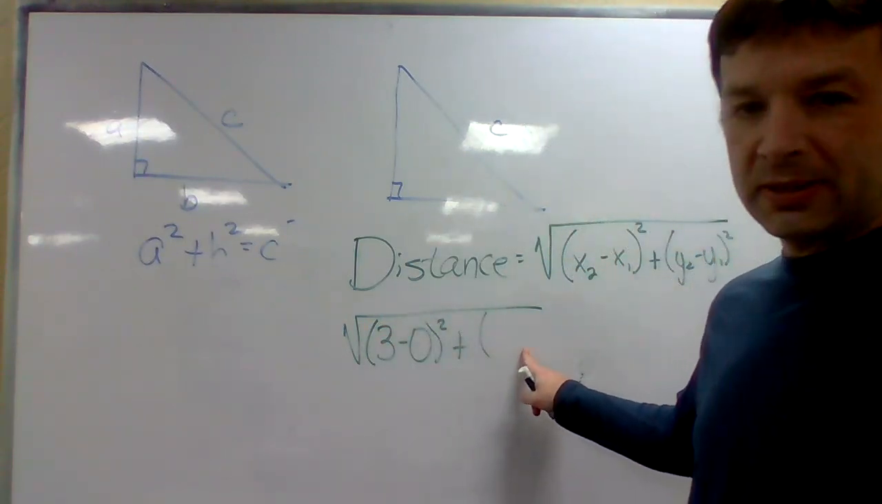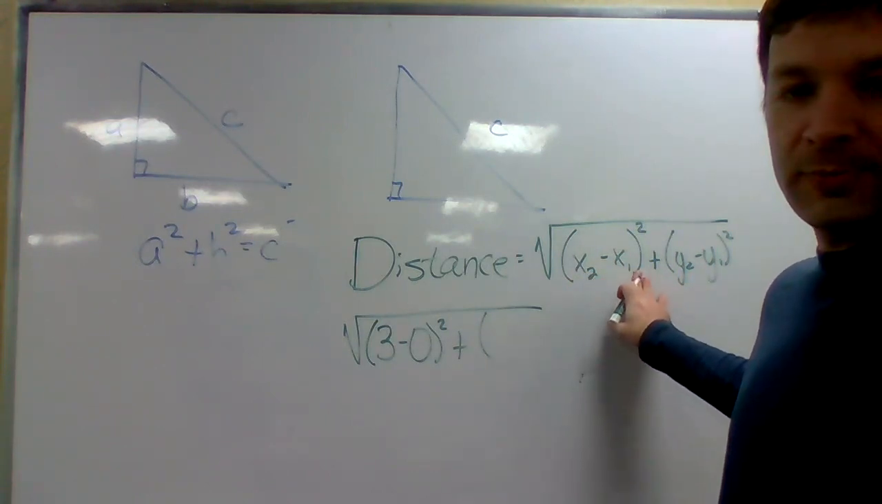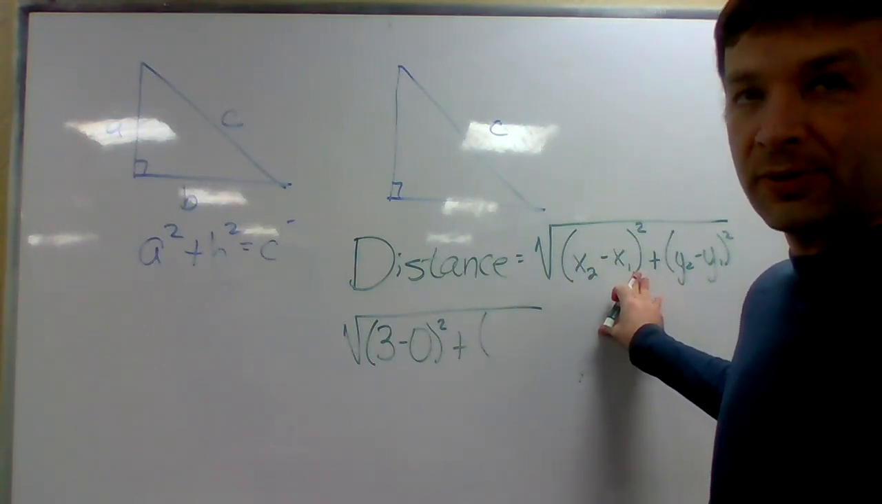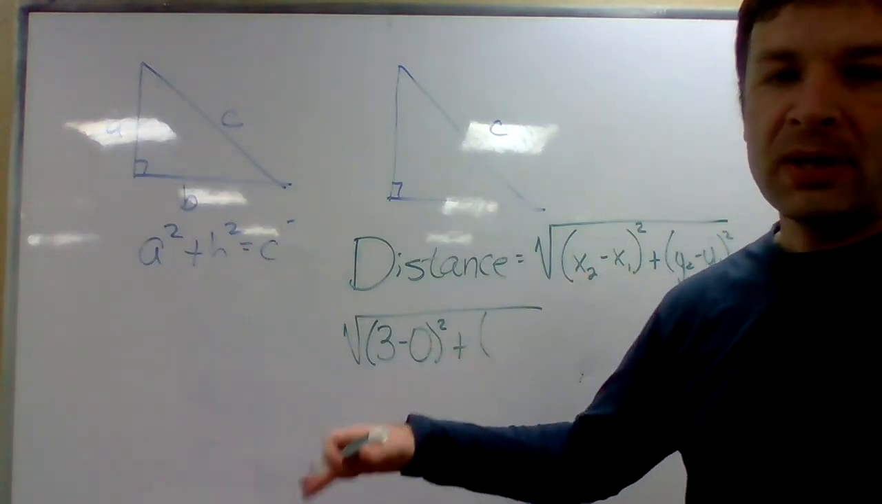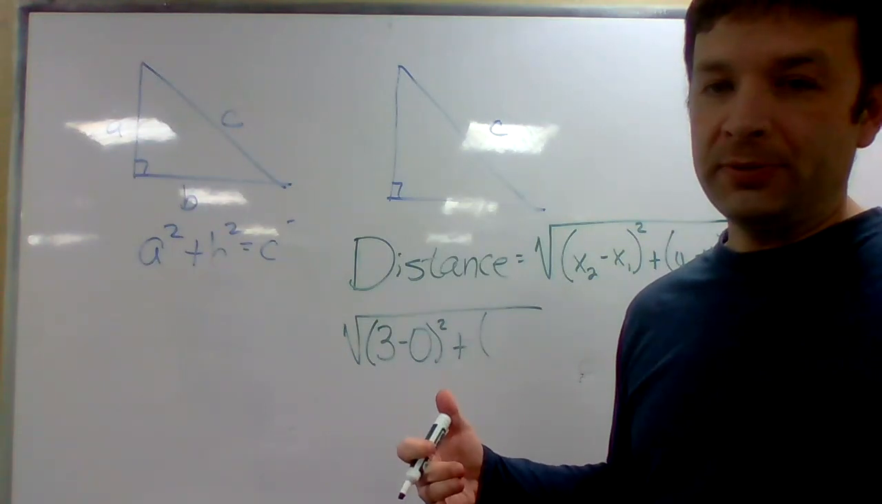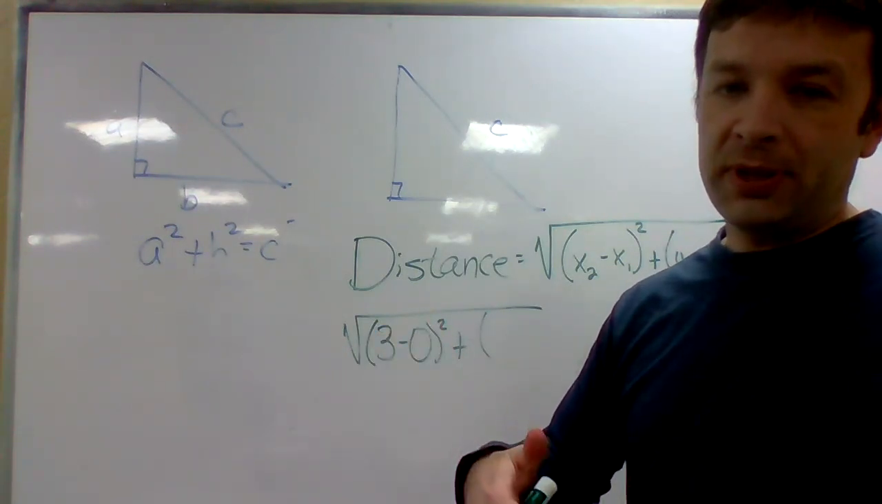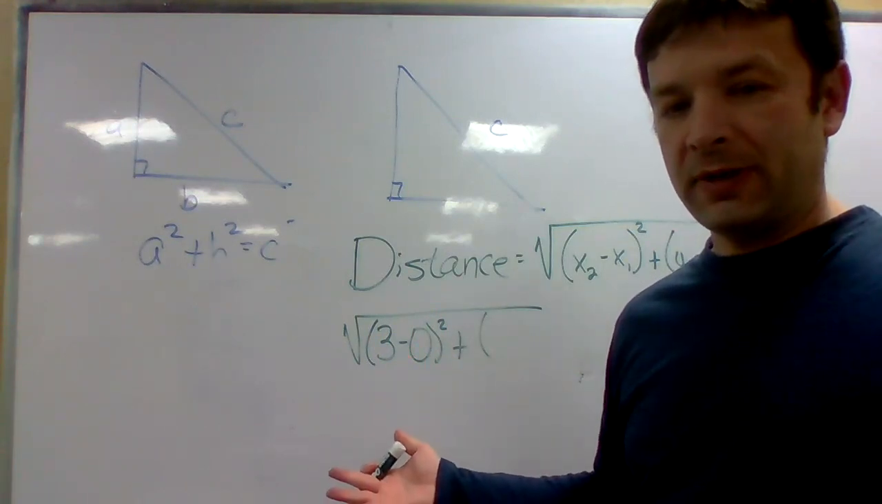Okay, and then the second parentheses, I'm going to put my y values in, y minus y. Now it says x2 minus x1. I don't know why they put that. The order doesn't really matter. When you subtract things in opposite orders, you'll get the same value, but they'll be opposite. Like 8 minus 3 is 5, 3 minus 8 is negative 5.